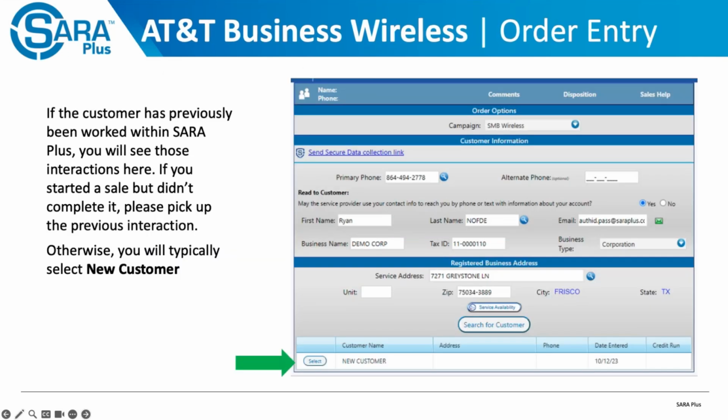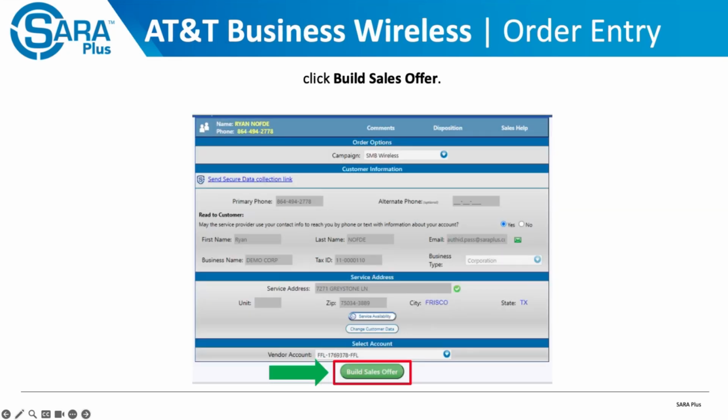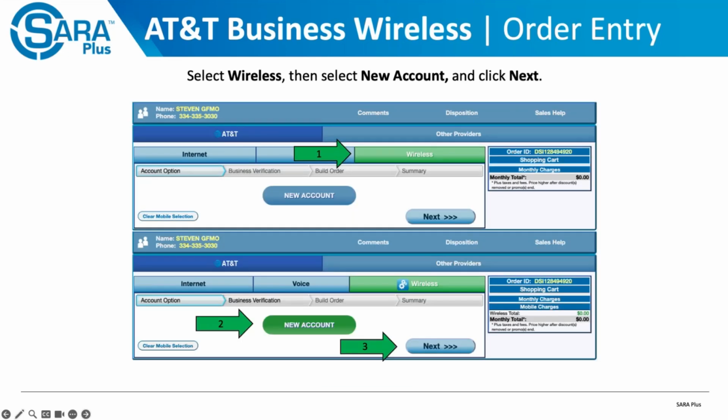Now, if the customer has previously been worked within SARA Plus, you will see those interactions here. And if you started a sale but didn't complete it, you will need to pick up the previous interaction. Otherwise, you will typically just select new customer, and then we would need to click bill sales offer. From there, we will need to select wireless, then select new account, and then click next.